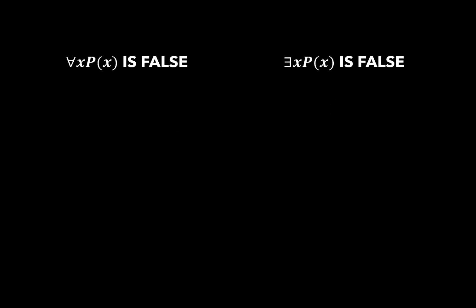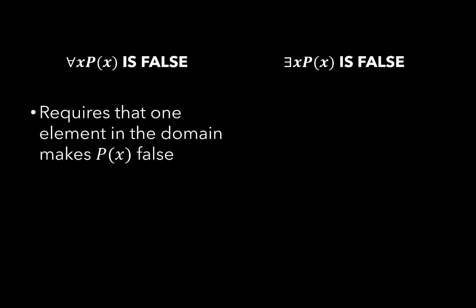The flip side of that is for every x, p of x is false. This requires that one element in the domain makes p of x false. I don't have to show all of the elements are false, I just have to show that the statement for every x, p of x is not true.